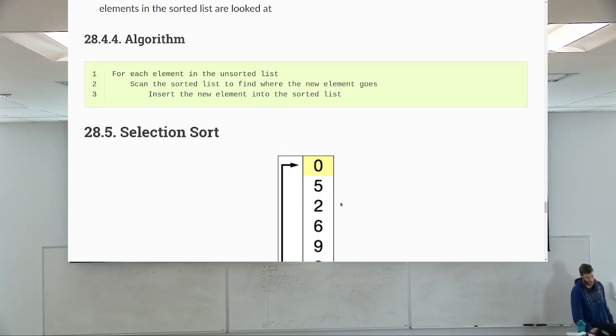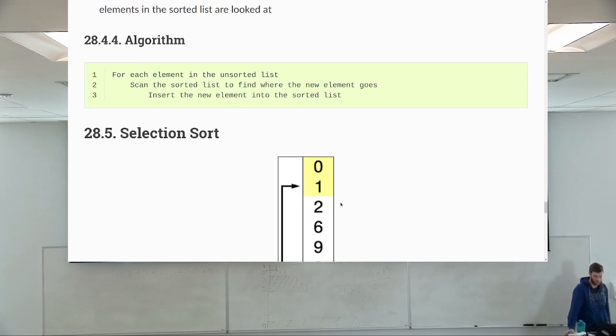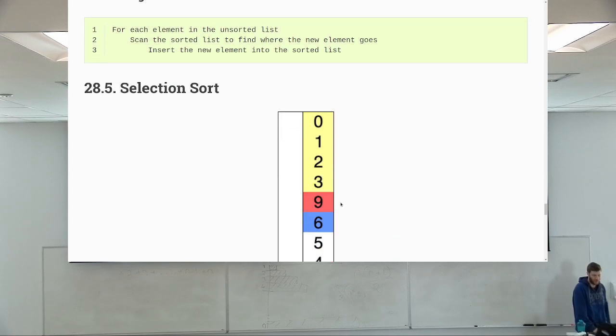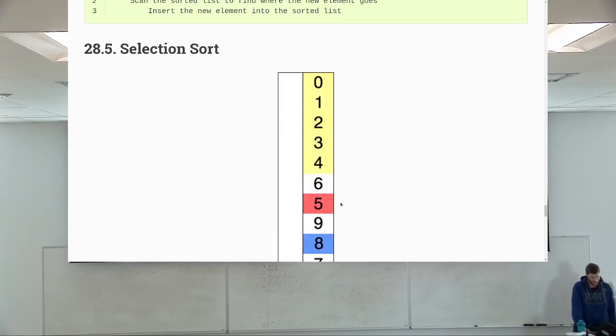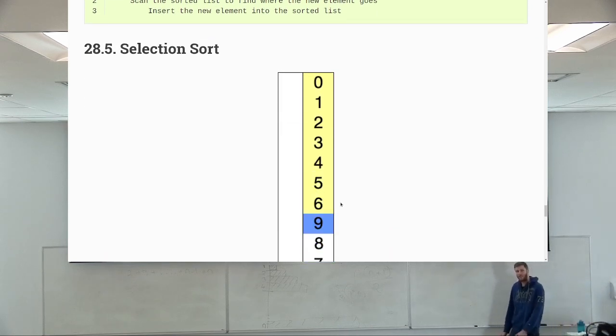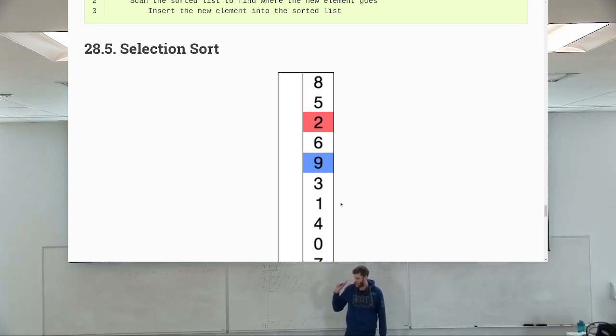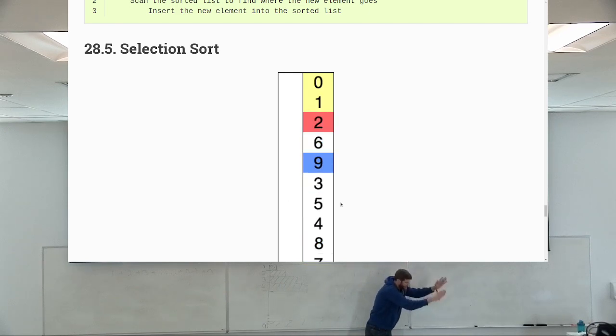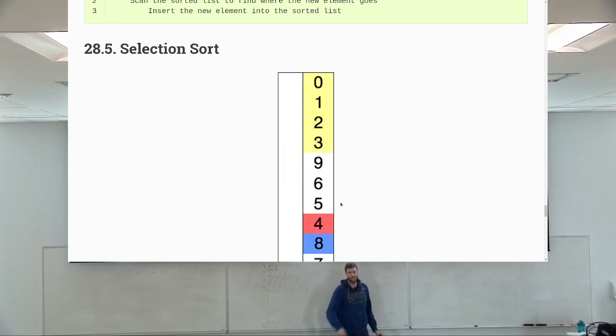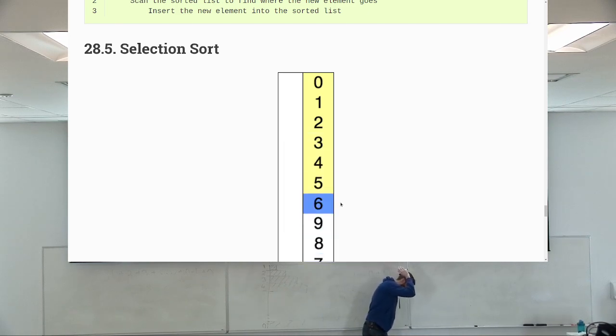For each element in the unsorted list, scan the sorted list to find where the new element goes, insert the new element into the sorted list. Done. Selection sort, I'll just say what it is. Scan a list and find the smallest element. Append it to the sorted list. Scan the list and find the smallest remaining element. Append it to the sorted list. Scan the list and find the next smallest remaining element. Append it to the sorted list.